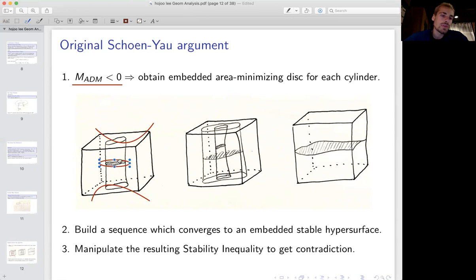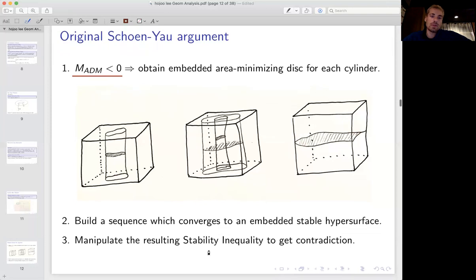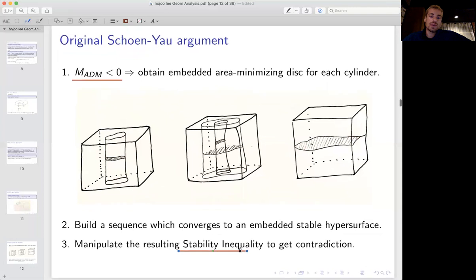along this cylinder, right? So that's a disk, a minimal disk, and of course this minimal disk is stable because it's a minimization problem. And then as you build larger and larger cylinders, these solutions to the Plateau problem go out to infinity. And eventually you can show that these converge to a hypersurface. Now, the stability inequality is true at each step. And what you can show is that in this process, you end up with a stability inequality on this hypersurface. And then you manipulate the stability inequality in a very clever way to eventually show that there's a contradiction with your assumption on the mass and the scalar curvature. So that's the original Schoen-Yau argument.